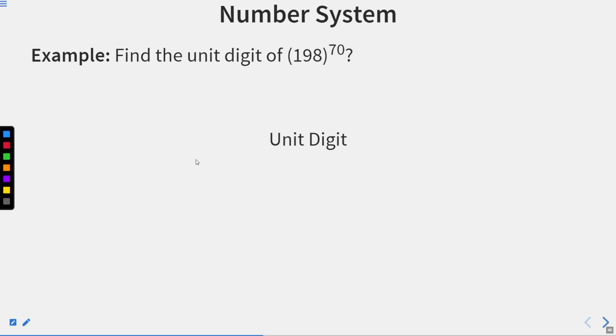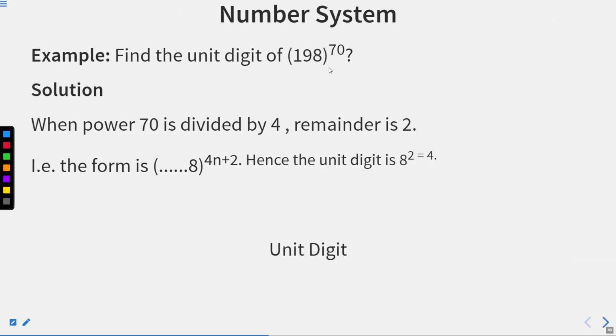So you have 198 to the power 70. What you have to do is just divide 70 by 4 and you will get remainder 2. And once you have remainder 2, the unit digit is going to be 4.